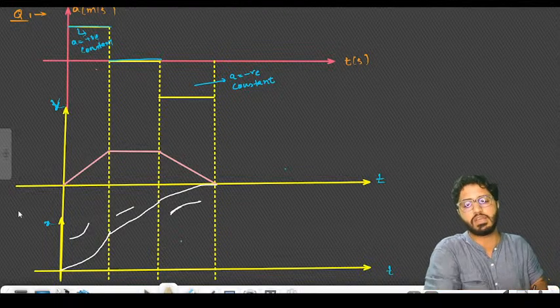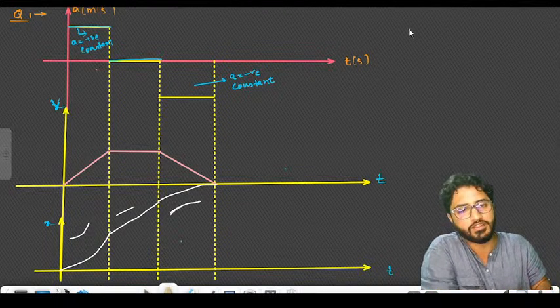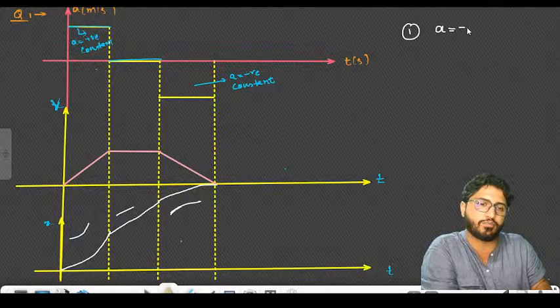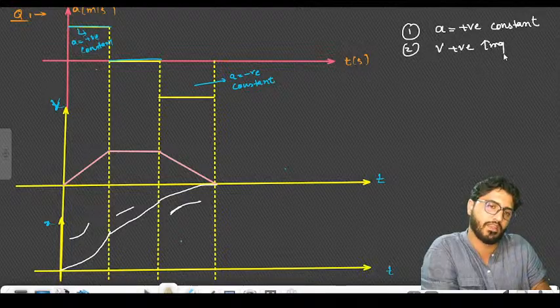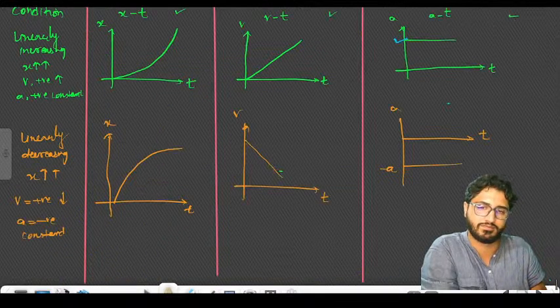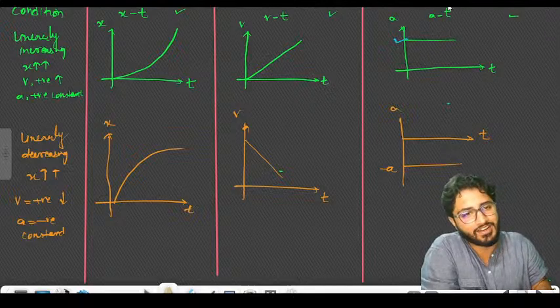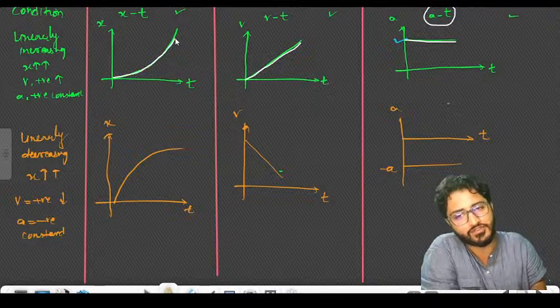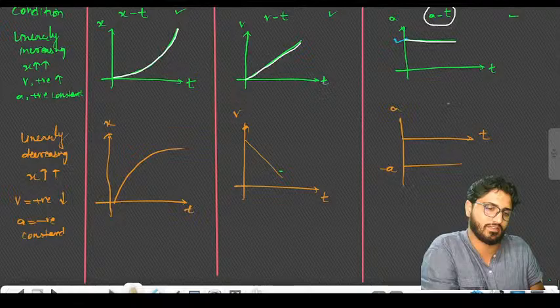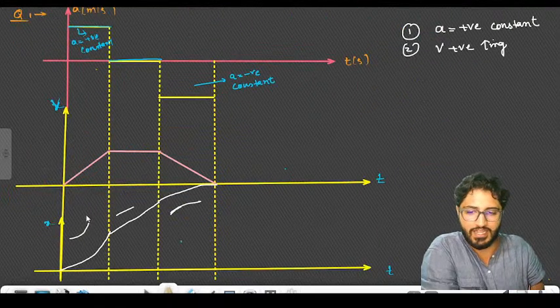Okay, you are asking me how it will increase. Look now, for this case, acceleration is positive and constant. Done. And velocity is positive but increasing. Look here now. Acceleration is positive and a straight line. Velocity is increasing. Okay, so my x will be increasing in this way. So you can see it will increase like a curve.